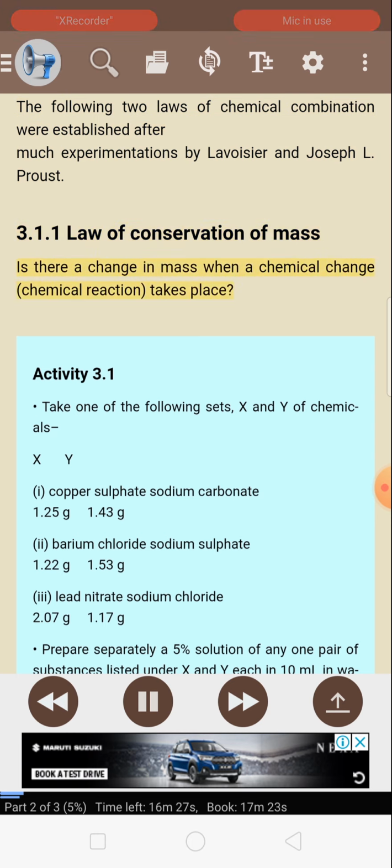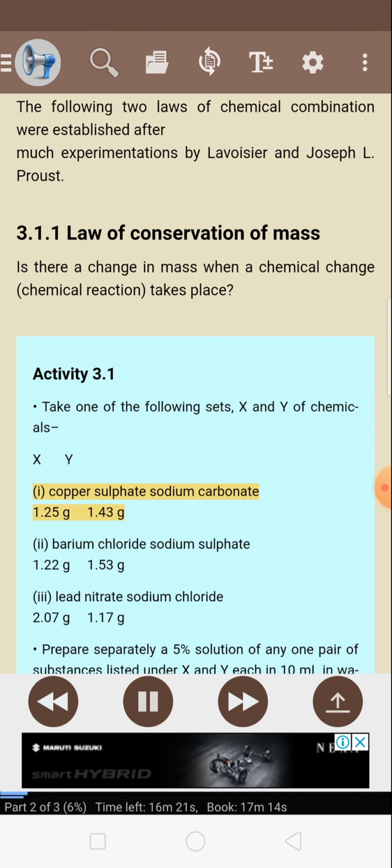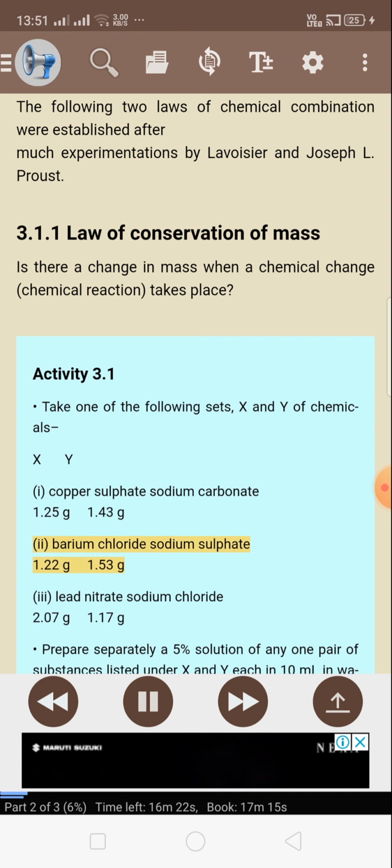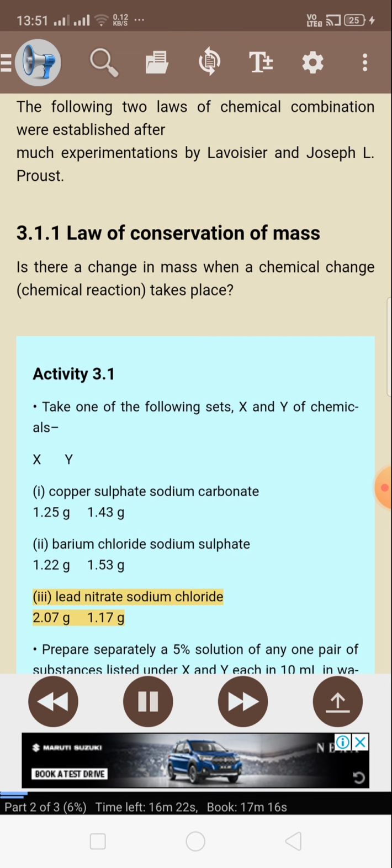3.1.1 Law of conservation of mass. Is there a change in mass when a chemical reaction takes place? Activity 3.1. Take one of the following sets X and Y of chemicals. X, Y. I. Copper sulfate, sodium carbonate, 1.25 grams, 1.43 grams. II. Barium chloride, sodium sulfate, 1.22 grams, 1.53 grams. III. Lead nitrate, sodium chloride, 2.07 grams, 1.17 grams.